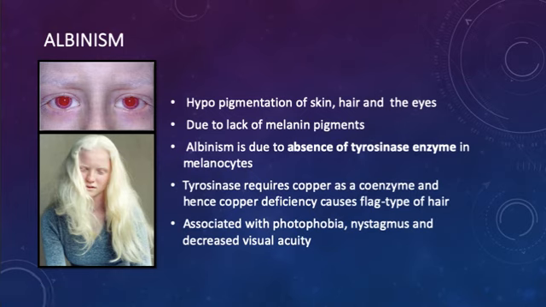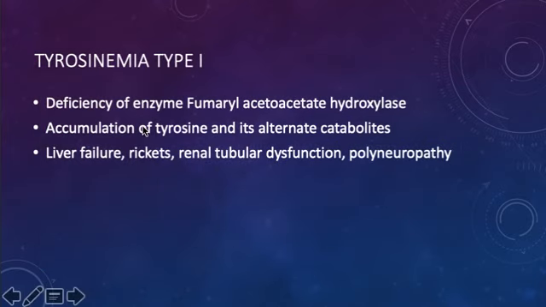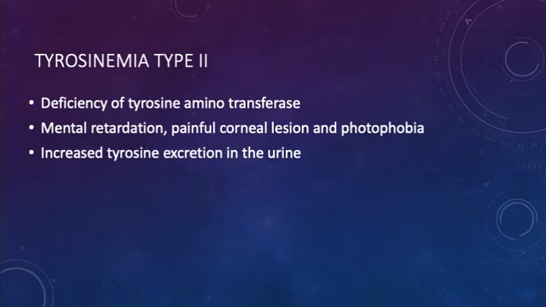Okay, so next we'll go on to the other tyrosine inborn error, that is tyrosinemia type 1. This is deficiency of fumarylacetoacetate hydrolase enzyme. There's accumulation of tyrosine and its alternate catabolites. Okay, so what happens here? There is liver failure, rickets, renal tubular dysfunction, and polyneuropathy. Next one is tyrosinemia type 2. Here the deficiency of tyrosine aminotransferase enzyme. There's mental retardation, painful corneal lesion, and photophobia. There's increased tyrosine excretion in the urine.